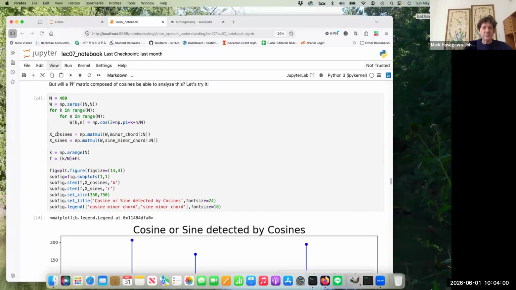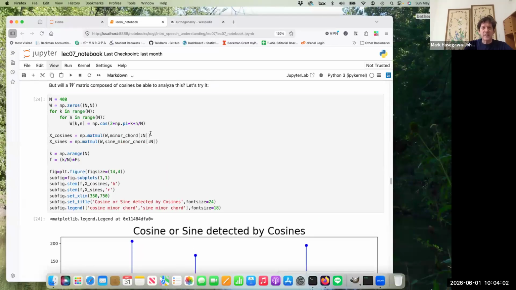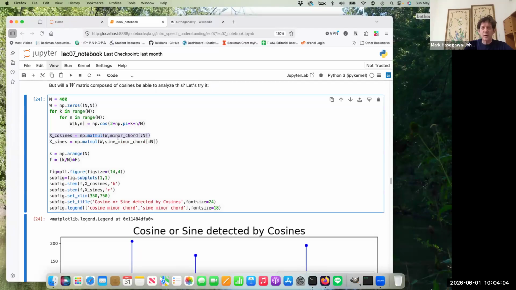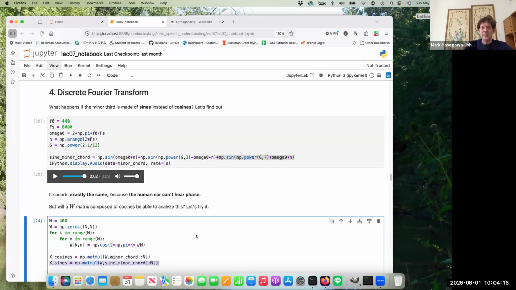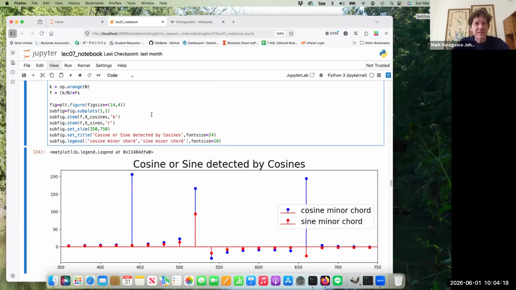If I take the cosine minor chord, then it works out just fine. I've got three clear notes. But if I take the sine wave minor chord, it looks like only one note. And that's a problem because remember, the only difference between the cosine and the sine is their phase.